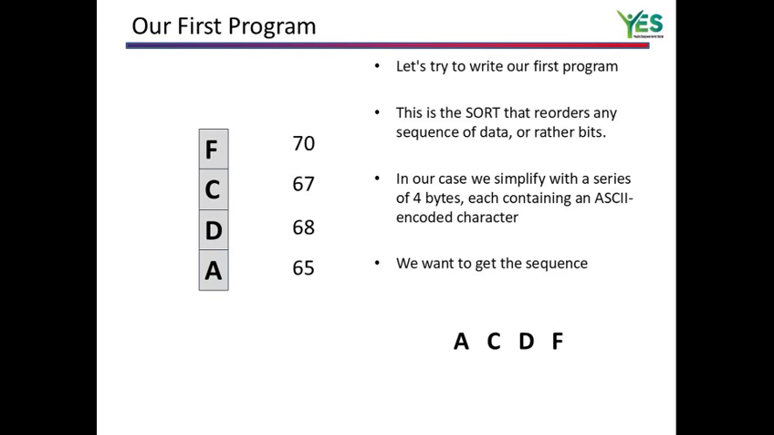There are other algorithms, much more efficient, such as quicksort and merge sort, which are useful for handling very large amounts of data. In our case, we simplify the problem by choosing a series of only 4 elements, 1 byte long each, and containing an alphabetic character, according to the standard ASCII encoding. The sequence is initially FCDA, and should become ACDF.